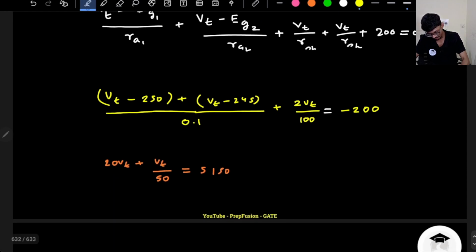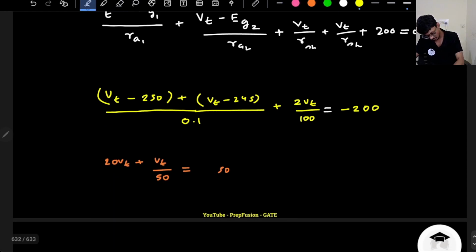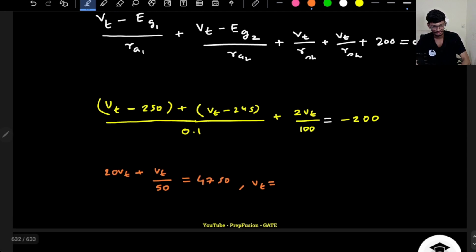So actually here this will be 4750. So 1 divided by (1/50 plus 20) into 4750. So the Vt comes out to be, it cannot go beyond 250 volts, because the no load voltage is 250. How can I go beyond 250? That was a sign that you had done some mistake. So Vt is 237.26 volts. Okay, this is my Vt value.